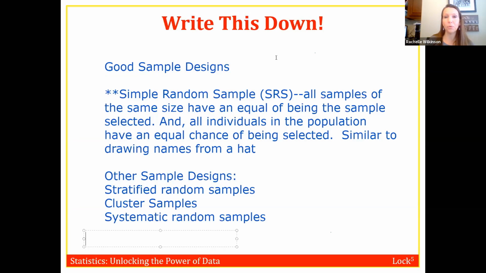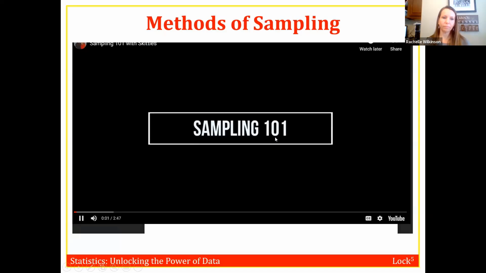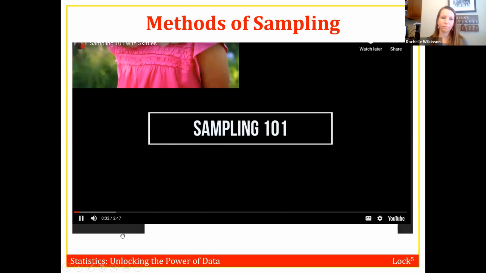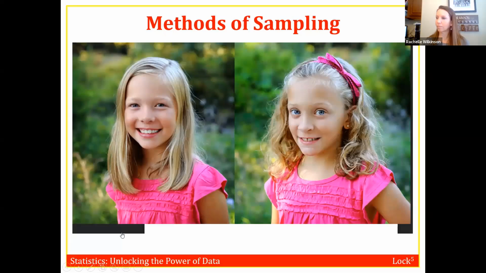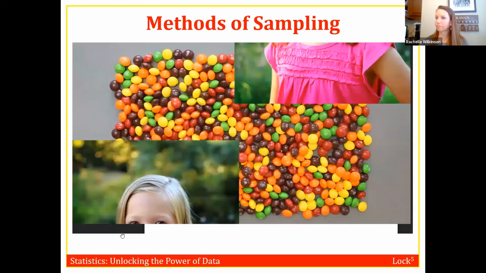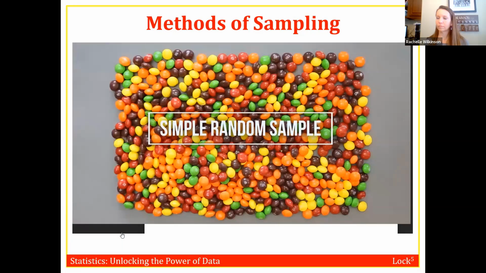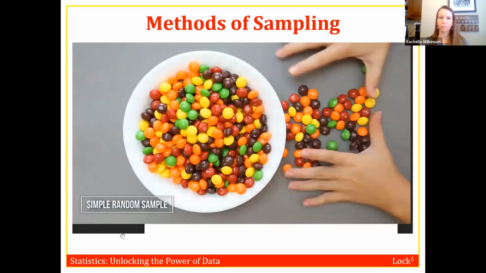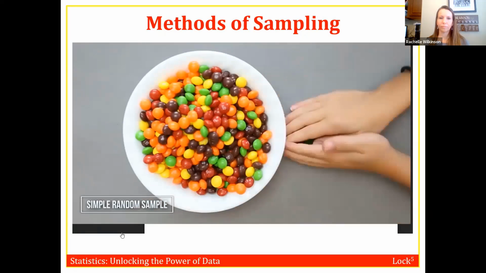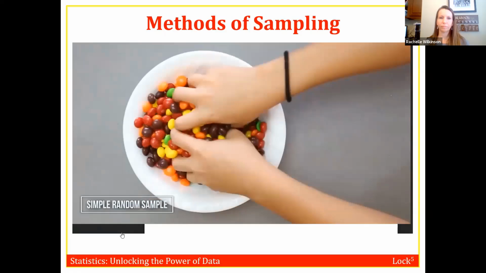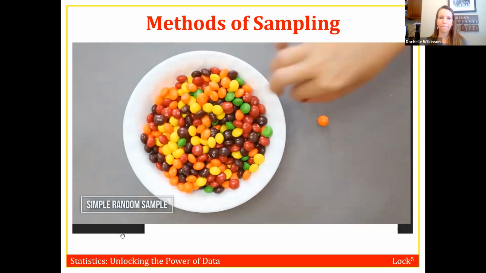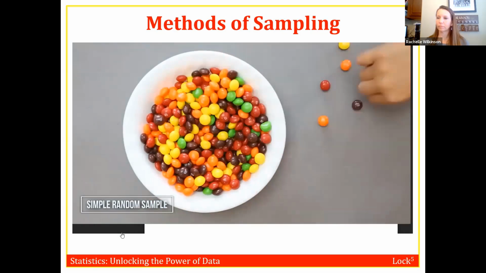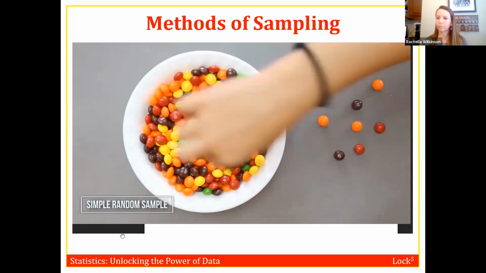In this video, my trusty assistants Cadence and Kindle will demonstrate the different methods of sampling. The most basic type of sampling is a simple random sample. Consider this population of Skittles. Taking a simple random sample, SRS for short, is equivalent to putting all the Skittles in a big bowl, mixing them up really well, and drawing from the bowl. In a simple random sample, all samples have an equal chance of being selected.